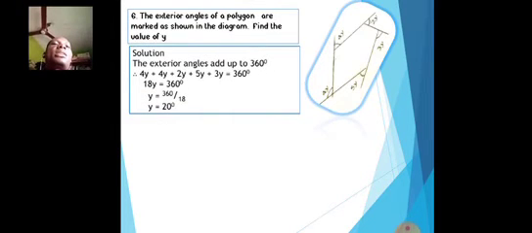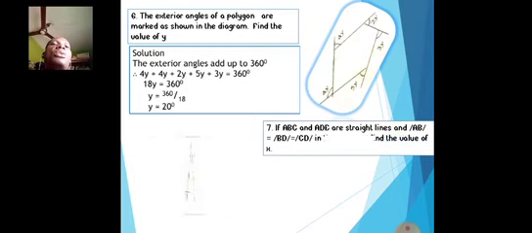Question number 6. In this question, we are given a diagram and we are asked to find the value of y. If you look at the diagram, the angles given there, are they exterior or interior angles? As you can see, they are exterior angles, and we said sum of exterior angles will give us 360 degrees. So if we add up everything there, we will get 360. And by doing that, 18y equals 360, divide both sides by 18, and y equals 20 degrees as the solution.